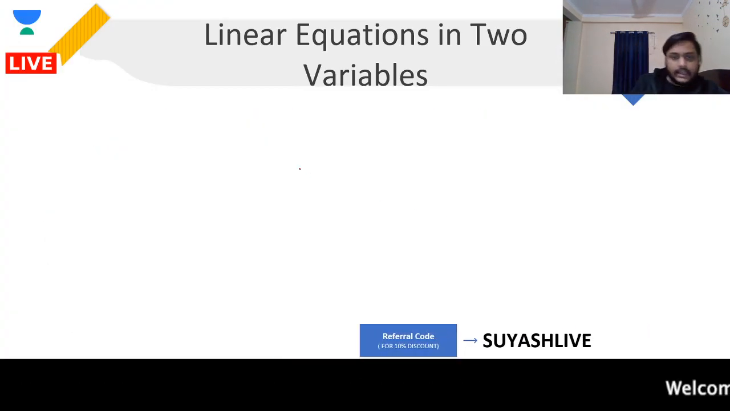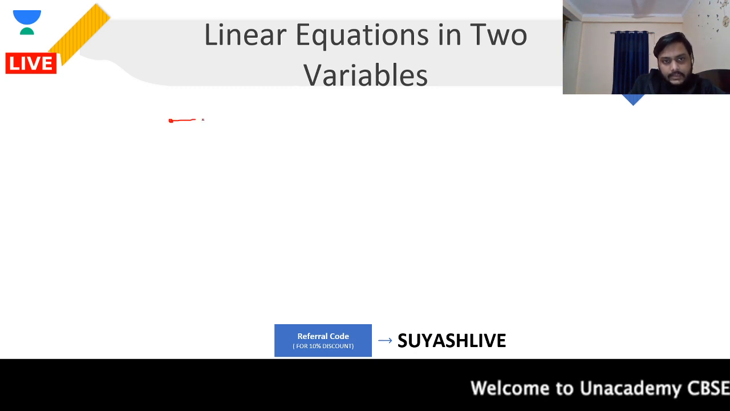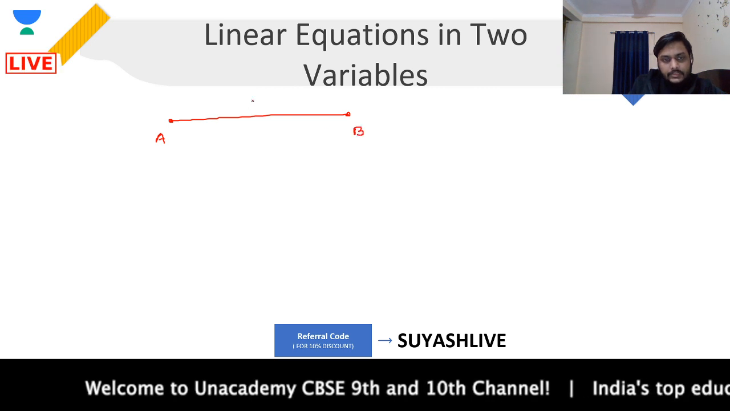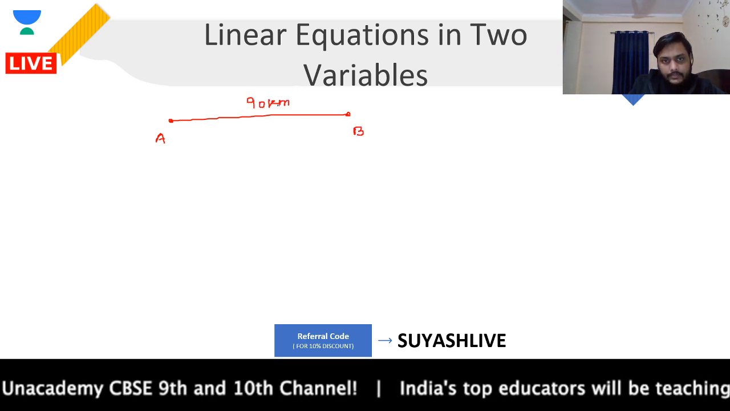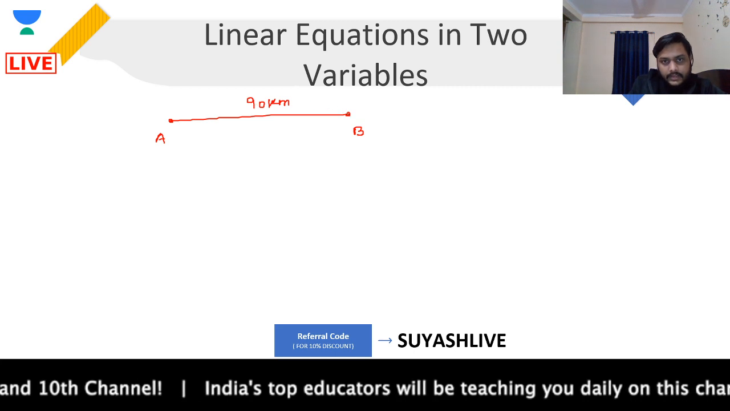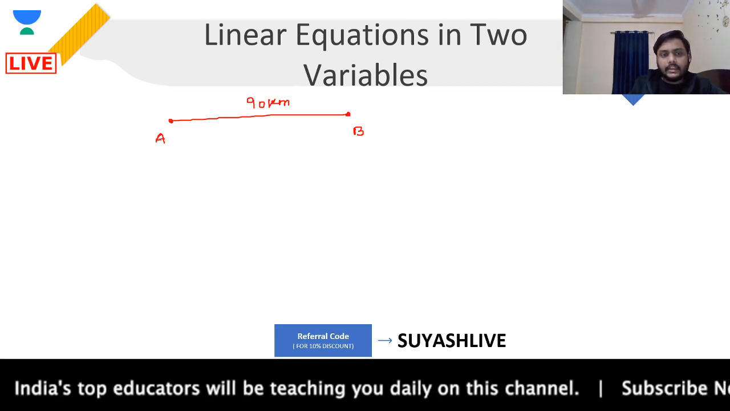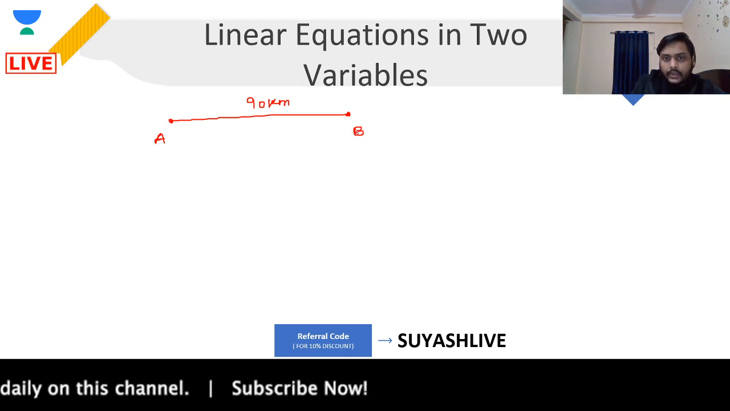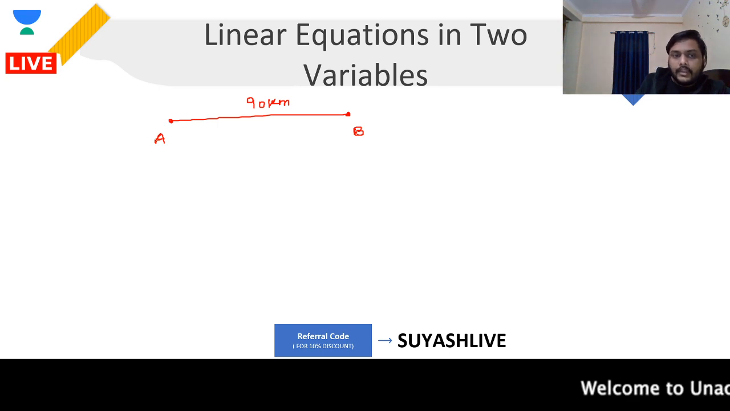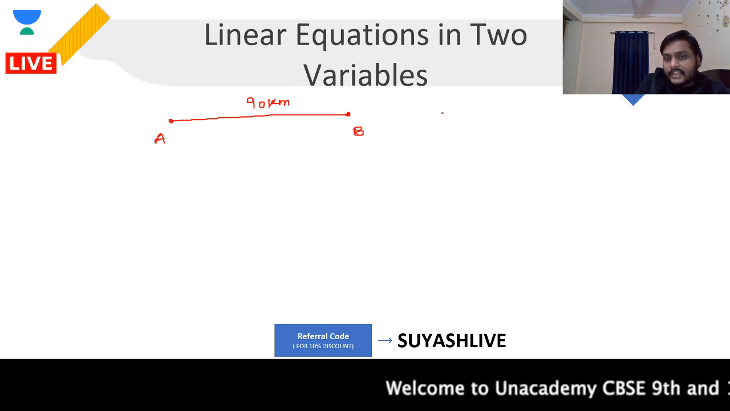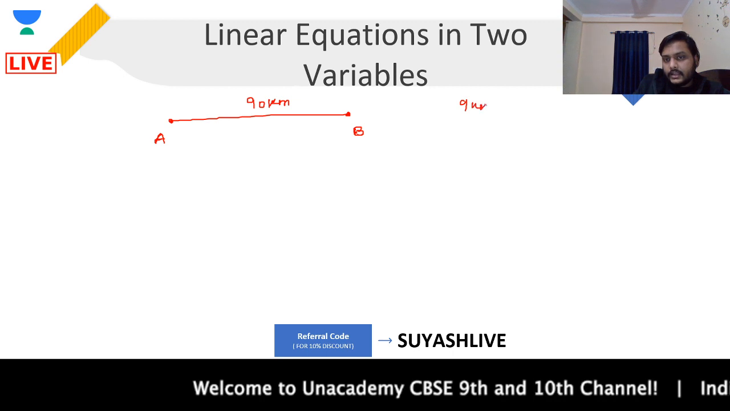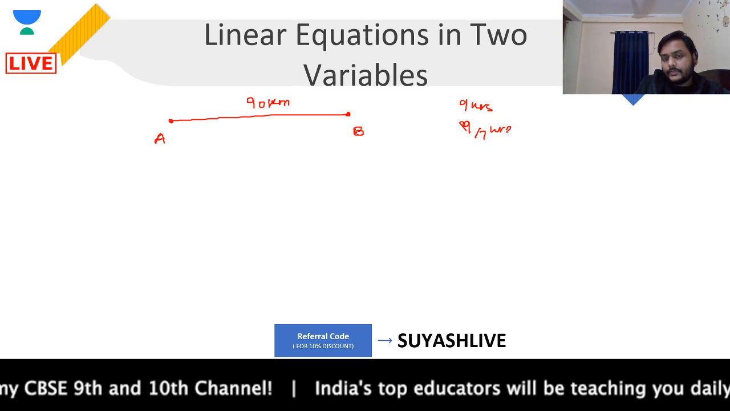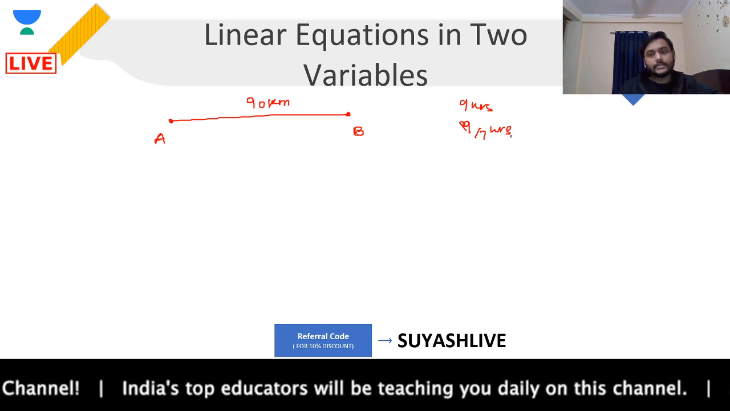Okay guys, so basically I have been given a story that this is A and this is B. The distance between A and B is 90 kilometers. Okay, this is one thing. Now second thing is what? When the distance between A and B is 90 kilometers, the next thing I am saying is that when they are going in the same direction, they are meeting in 9 hours, and when they are going in opposite directions, they are meeting in 9 upon 7 hours. Now understand this: what do we mean by same direction and opposite direction?